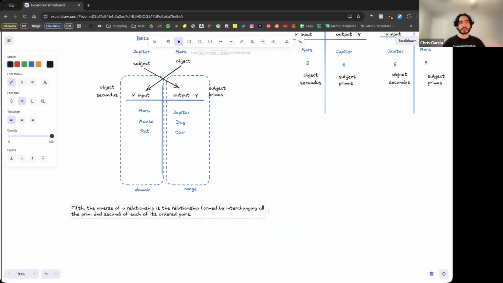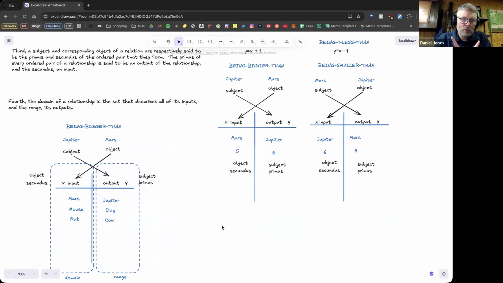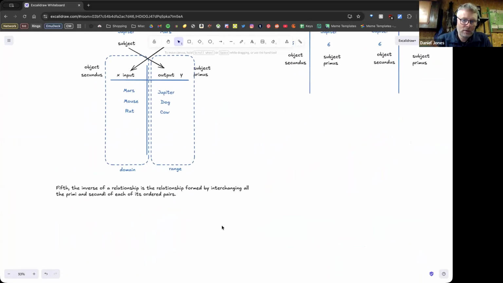So what Chris is saying is, if you were to interchange all the primi and secundi of each of its ordered pairs, you have an inverse relationship even before you've named it. So it's not the naming of the thing that makes something exist, because things exist before you name them. So which comes first, the thing or the name? It depends on how you look at it. You can say, hey, being bigger than, I just named it, and suddenly we have the relationship in our mind. But that relationship exists before the name.